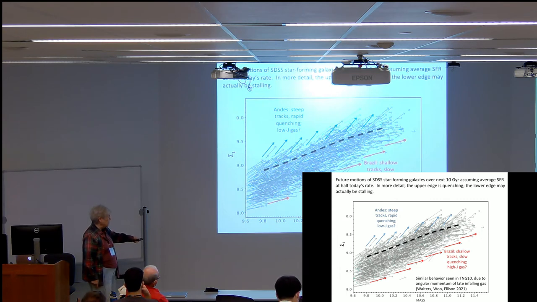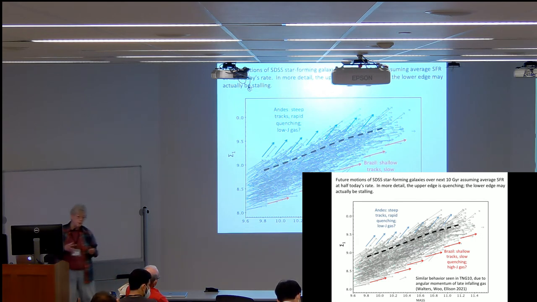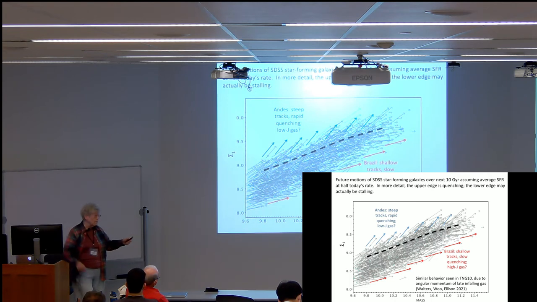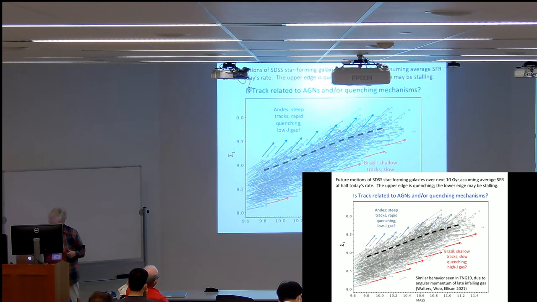Similar behavior is seen in TNG100, that's a typo, and was attributed to the angular momentum of late infalling gas in this study by Joanna and her colleagues. In Brazil, late infalling gas has high angular momentum and falls far out, whereas here in the Andes, it would be low angular momentum gas falling towards the middle of the galaxy, and that's seen in TNG100.